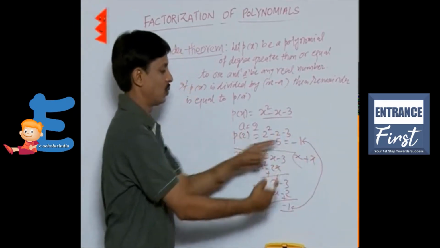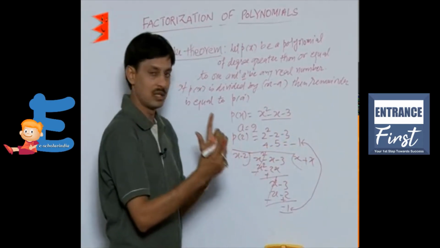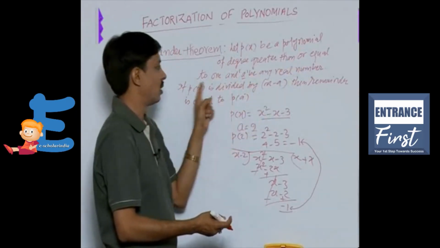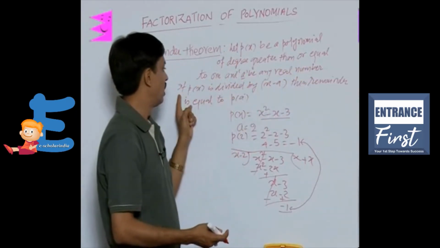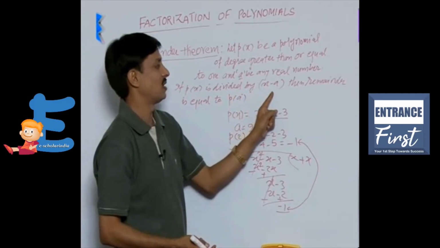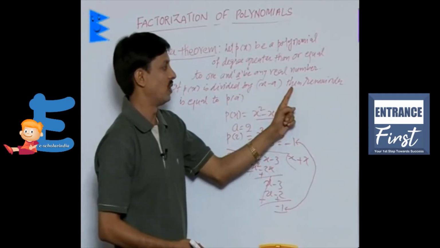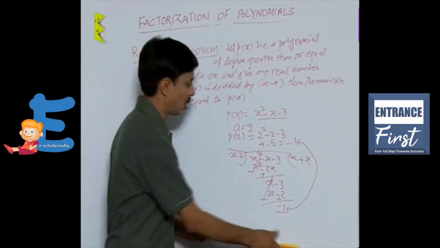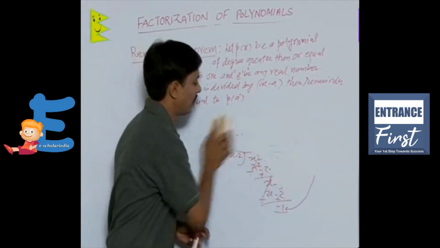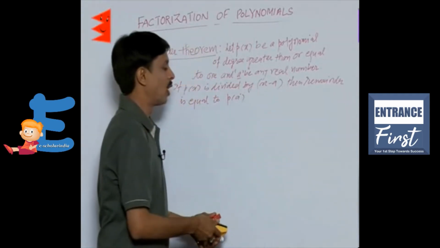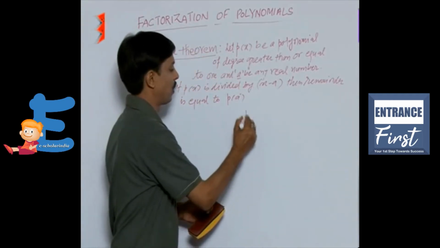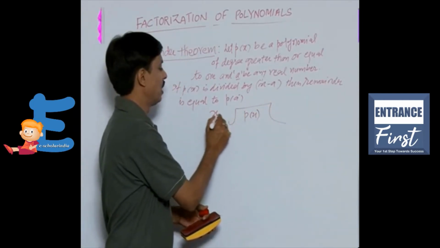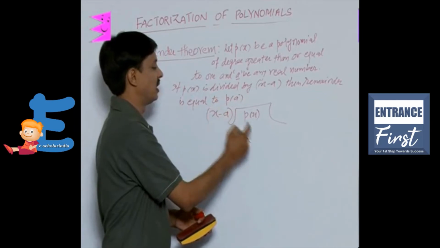So in both the cases we are saying yes, this is true, that if P(x) is a polynomial of degree greater than or equal to 1, a is any real number, then if P(x) is divided by x minus a, without actual calculation we can say the remainder is P of a. Now the proof of this theorem is very simple. If P(x) is any polynomial and I am dividing this by x minus a, because a is any real number.